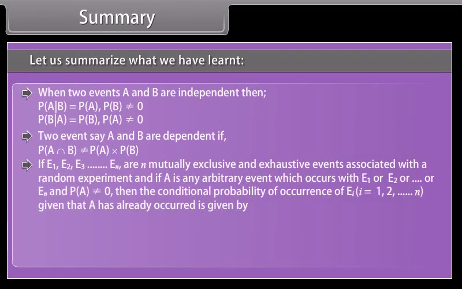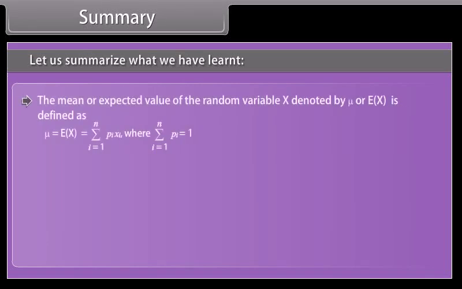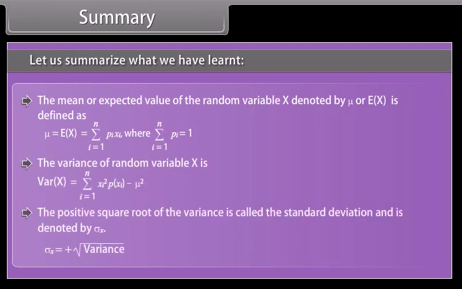If E1, E2, E3 and so on till En are n mutually exclusive and exhaustive events associated with a random experiment, and if A is any arbitrary event which occurs with E1 or E2 or up to En and P(A) is not equal to 0, then the conditional probability of occurrence of Ei, i is equal to 1, 2, up to n, given that A has already occurred, is given by the following. The mean or expected value of random variable X, denoted by mu or E(X), is defined as follows. The variance of random variable X is defined similarly; the positive square root of the variance is called the standard deviation and is denoted by sigma X.